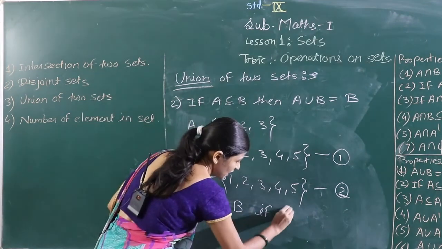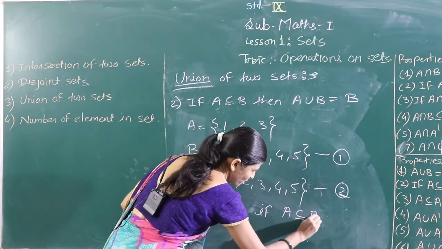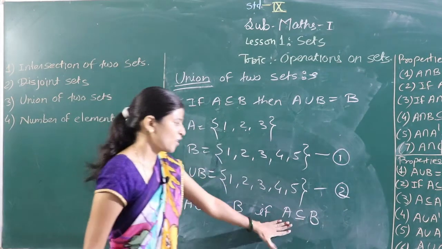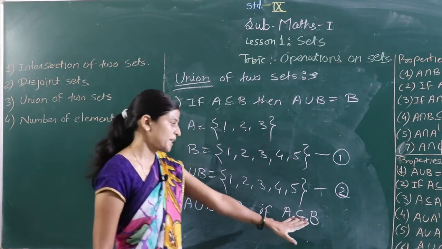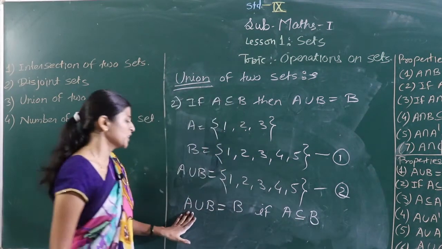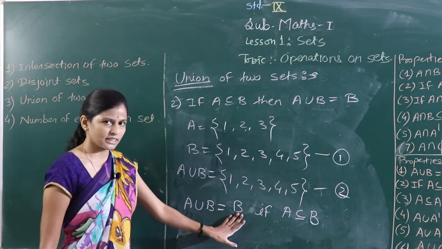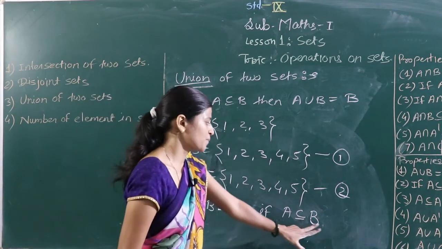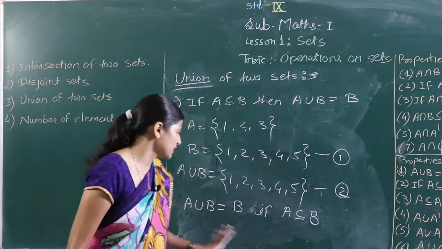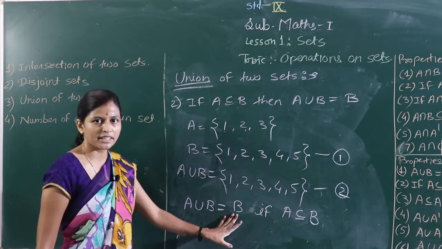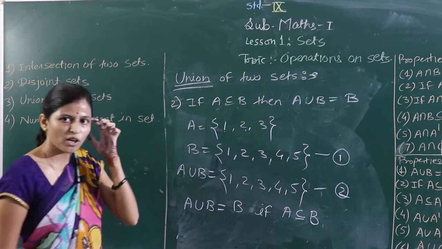The condition is there: if A is a subset of B. Meaning only if A is a subset of B, that is all elements of A are present in set B, then the union of these sets is nothing but the greater set. If A is a subset of B, then intersection is the smaller set, and if A is a subset of B, then union is the greater set. This is our second property of union.